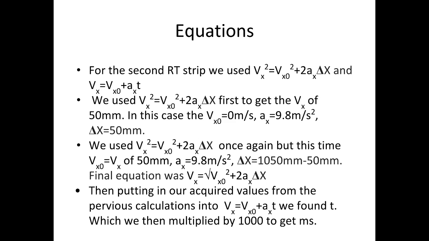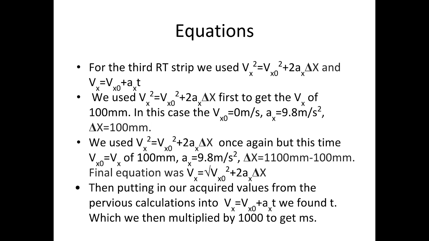Our final equation was v sub x equaling the square root of Vx naught squared plus 2 times a sub x multiplied by the delta x. Then putting in our acquired values from the previous calculations into v sub x equaling Vx naught plus a sub x multiplied by t, we found t, which we then multiplied by 1000 to get ms.